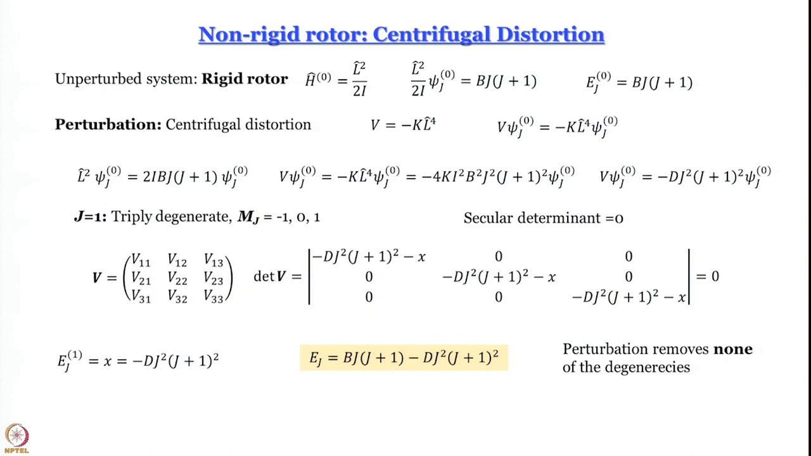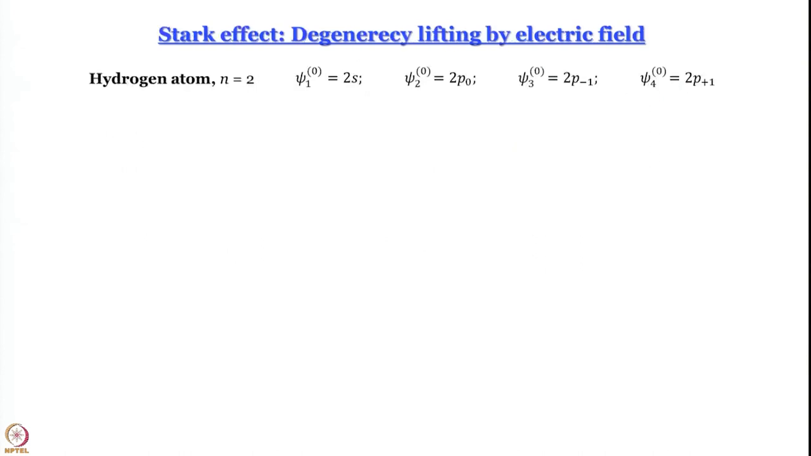But now we want to discuss something in which actually degeneracy is lifted, and that example is provided by Stark effect. Stark effect means lifting of degeneracy by electric field, and we are going to learn Stark effect. We are going to go a little quickly through this because we have actually introduced all the necessary tools. I really would like you to try and do things yourself.